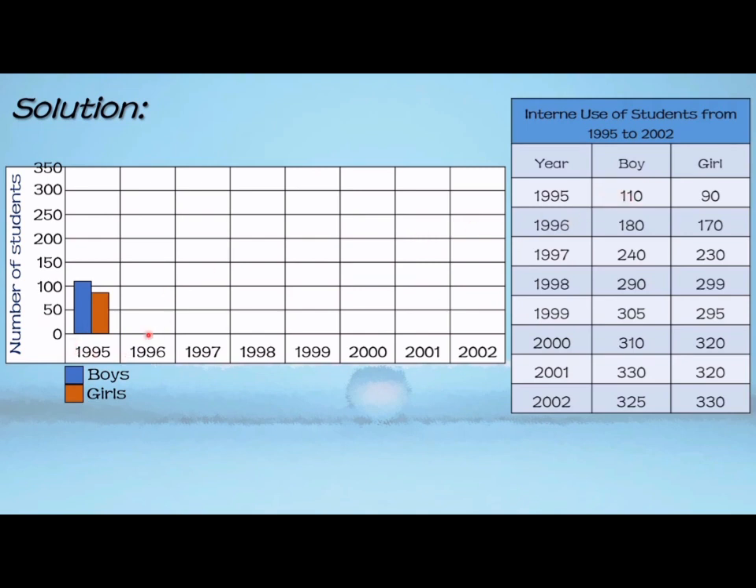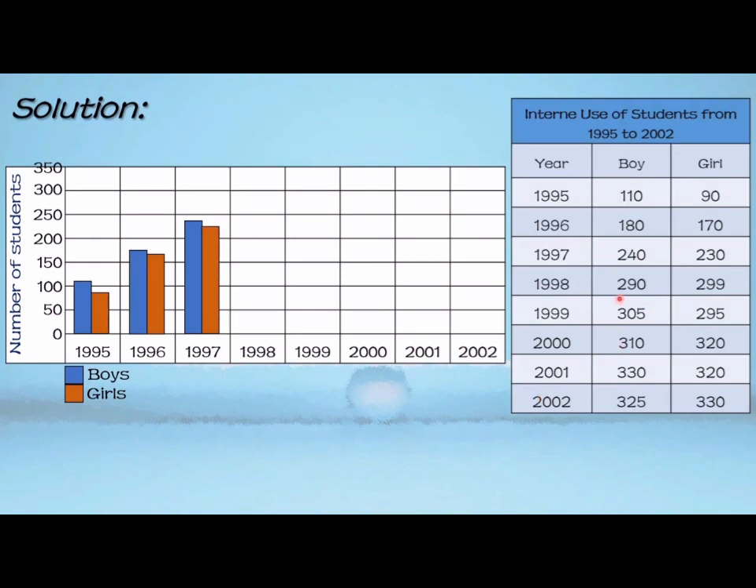So dito na tayo sa 1996. So we have here 180 sa boys and 170 sa girls. So 180 sa boys, so maglalagay tayo dito yung bar. And then 170 sa girls, so babaan lang natin ng kaunti. Next is 1997. So we have here 240 for boys and 230 for girls. Then we will draw ng rectangle dito at mas mababa ng kaunti sa girls.